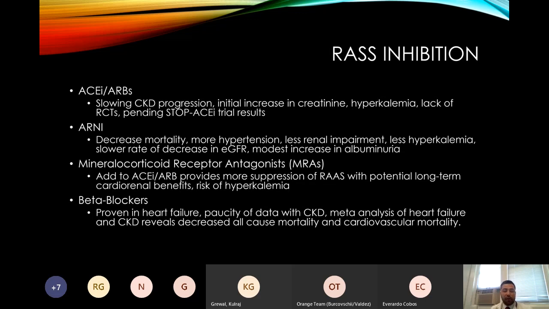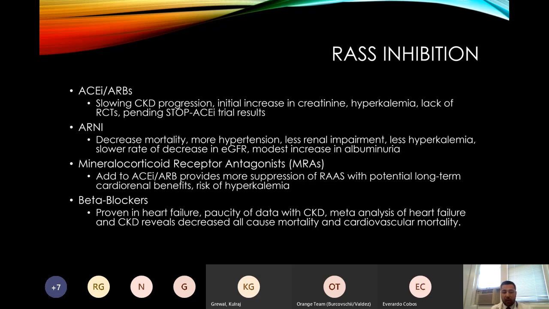So what is proven? What do we know? And I'm going to demonstrate this again in the quality of evidence in the next slide, especially in the cases of pre-dialytic CKD, that ACE inhibitors and ARBs slow CKD progression. They do have an initial increase in creatinine. There's hyperkalemia. There's a lack of randomized clinical trials in this situation. And there is a randomized clinical trial ongoing right now, called Stop ACE-I. That trial should be completed, I believe, in the next 6 months to 1 year.